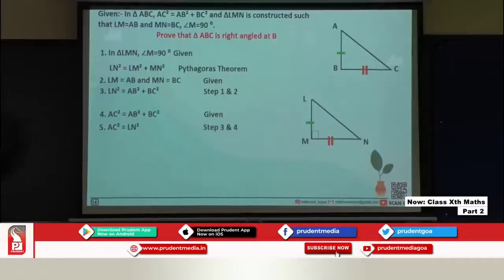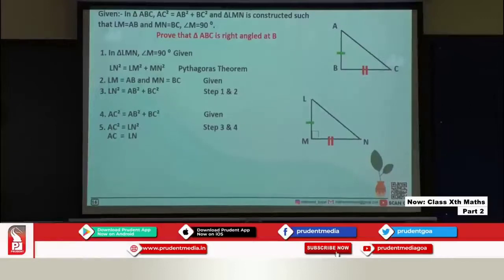Now, if the square of one side is equal to the square of the other side, then the side itself should be equal. Because if you take the root on both sides, it is of the same number, right? So say for example, AC square was 25, then LN square also will be 25. So taking a root will be 5 equal to 5, right? So in step number 6, I can say AC is equal to LN.